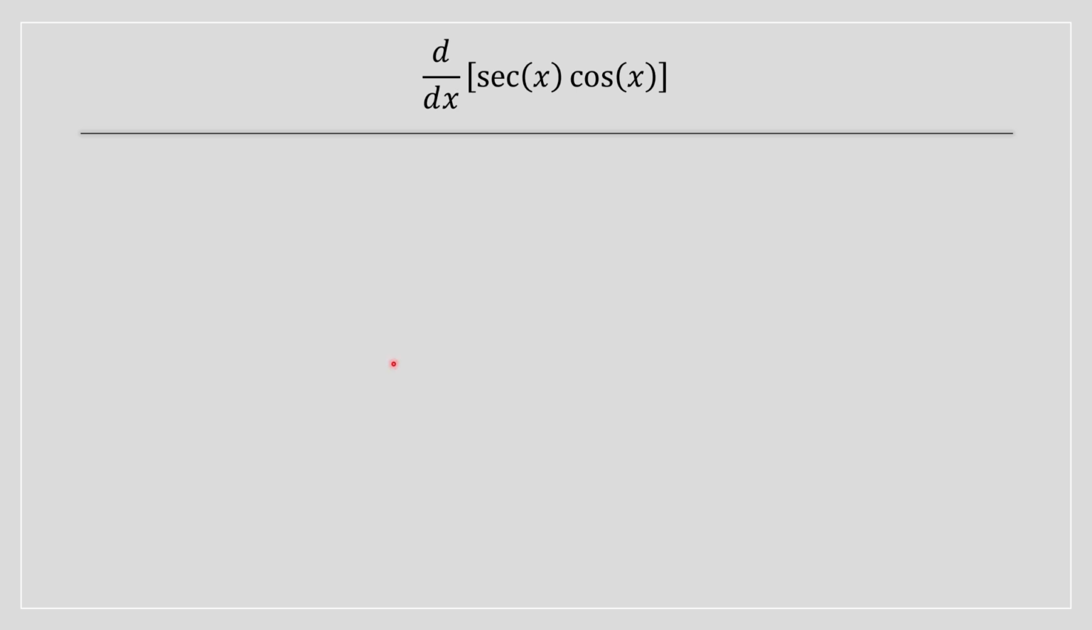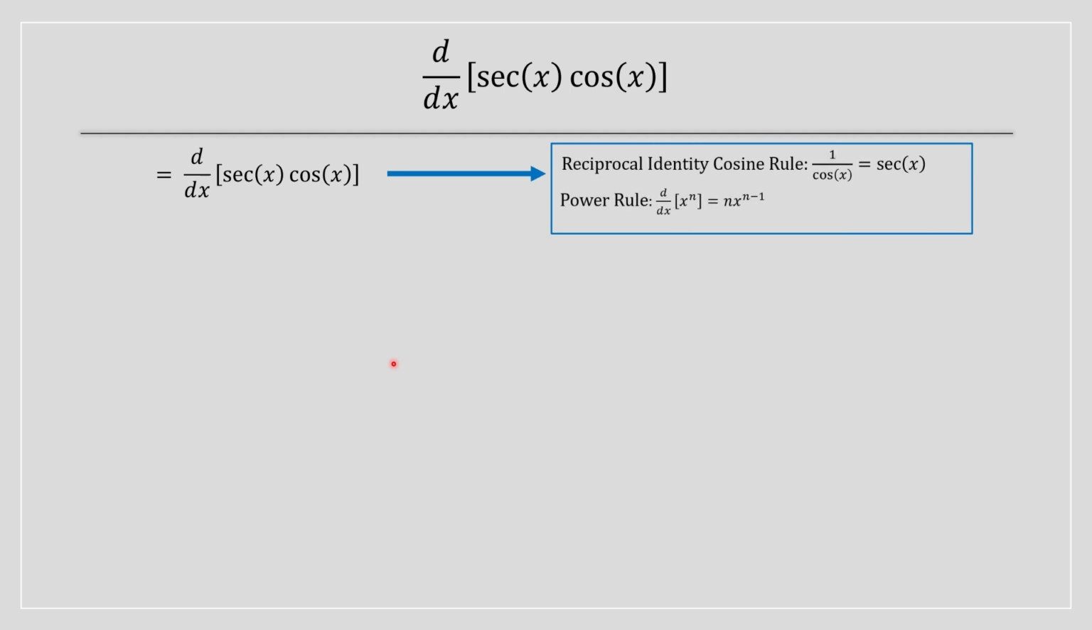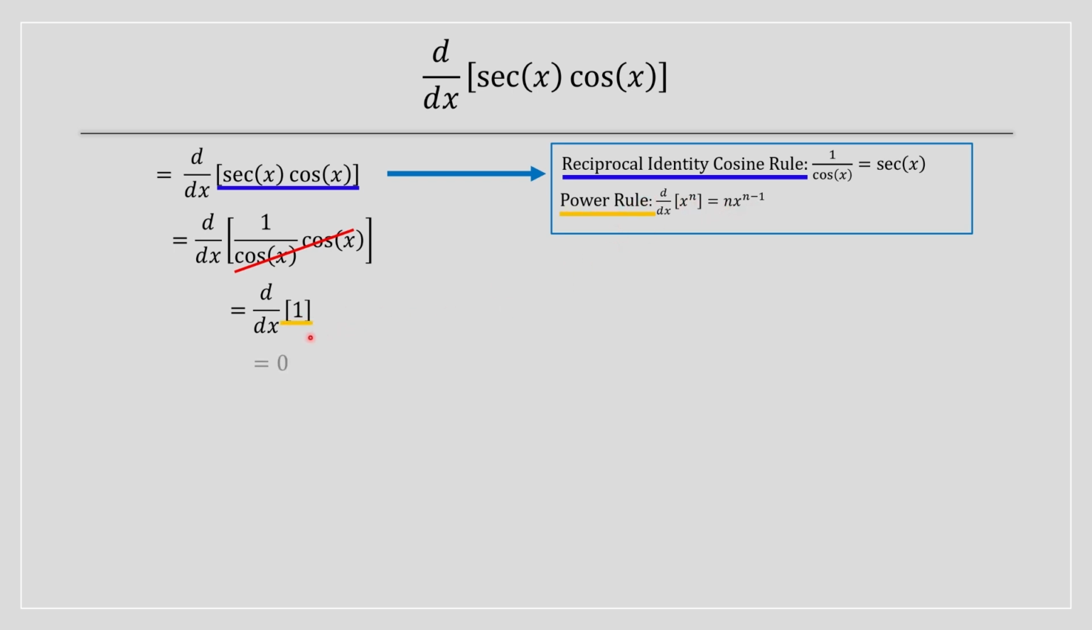Question 12. Okay, this one, we could apply a little trick to speed it up. And that's the trick right there. We could apply the reciprocal identity, where the secant of x could be represented by 1 divided by cos of x. And once you do that, you have this over here. This gets cancelled out. And you do the derivative of 1, which is 0 because it's a constant. And that's the answer to this question.